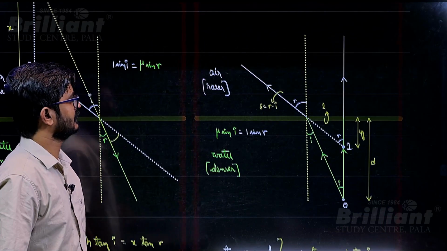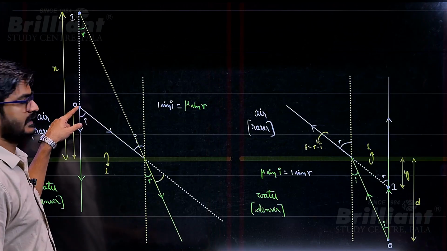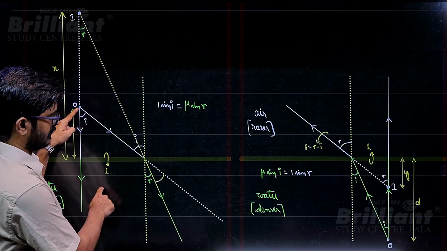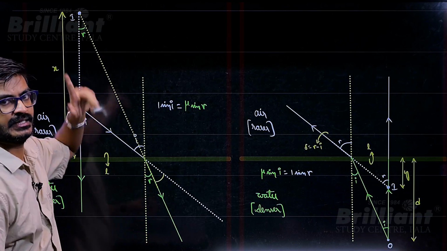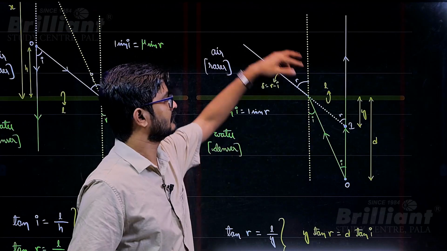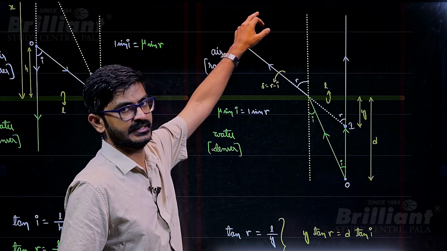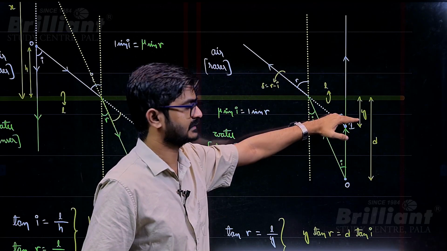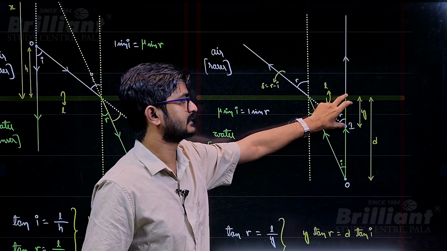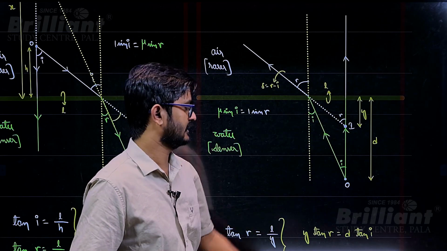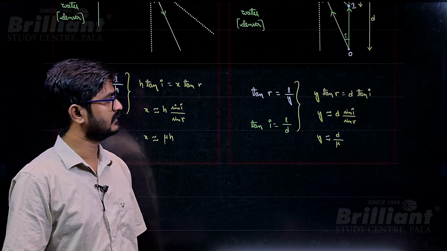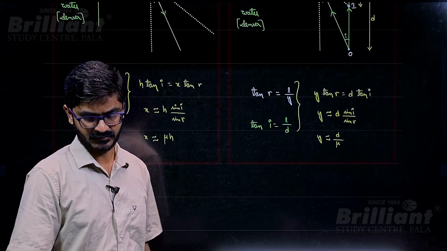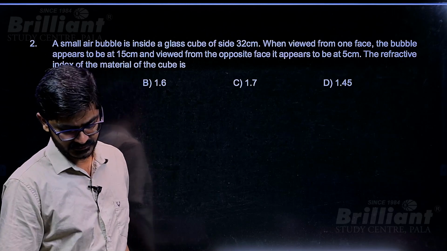So this thing I will be using very frequently. If you are seeing a bird which is in air and you are observing from water, you will feel that height is more than the actual height. As it is more, we will multiply with mu. When you are observing a fish from air, you will feel that it has lifted up. As this distance is less, I will be dividing with mu to find that. So this I will be using very frequently, so it's better to remember that. Okay, so we'll go with some questions.